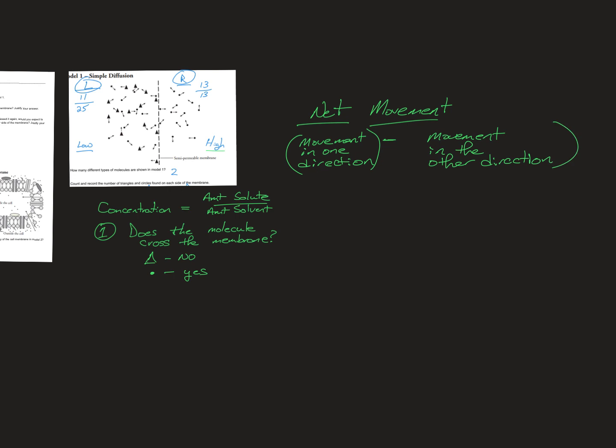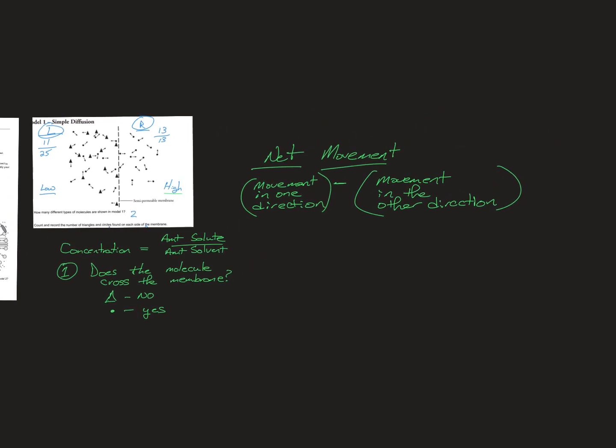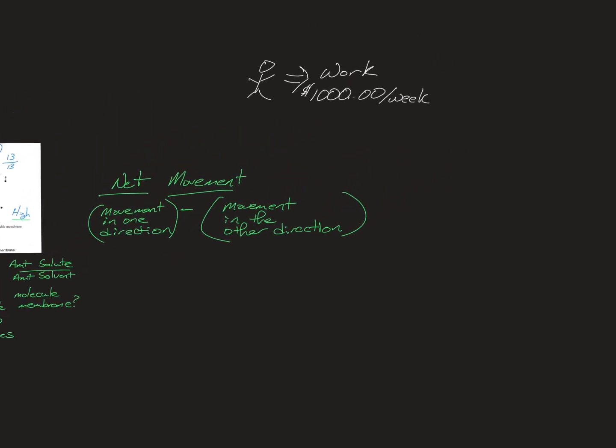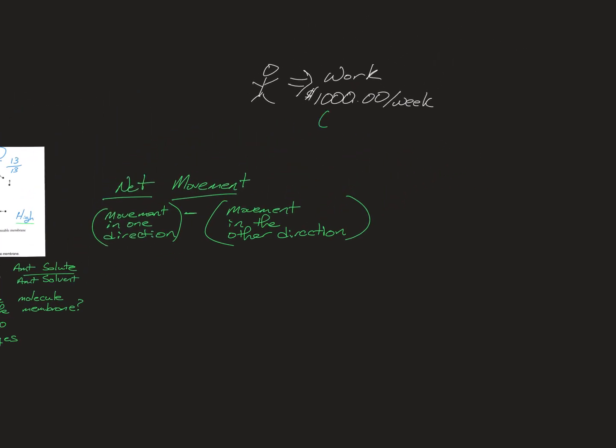Now, what does this word net mean? Let's be clear on what this word means. The easiest example I have for you is where a person, some student, one of you, goes to work and makes $1,000 per week. Now that's how much they're gaining. This is what they're gaining in that week because they're working hard.